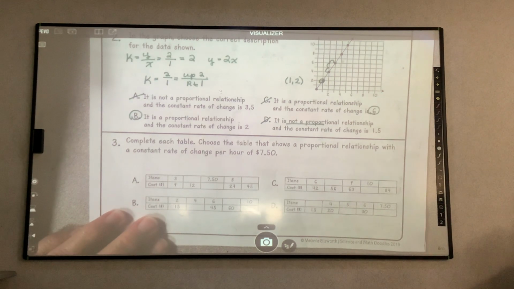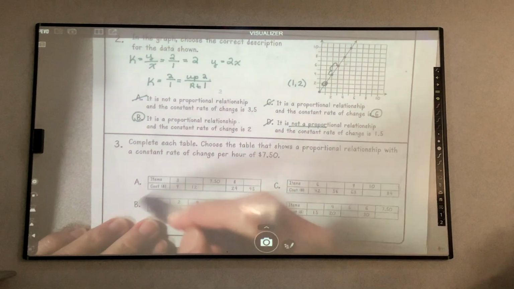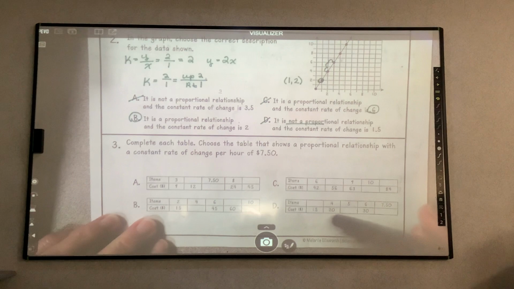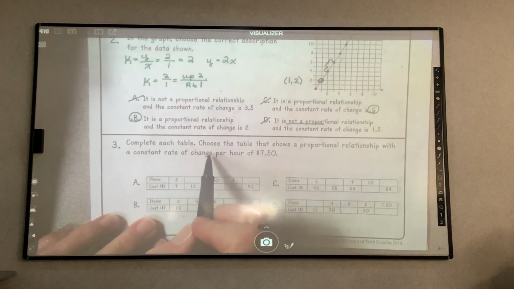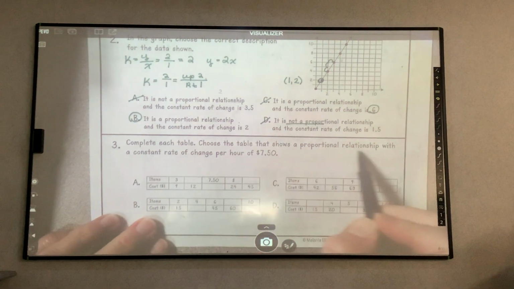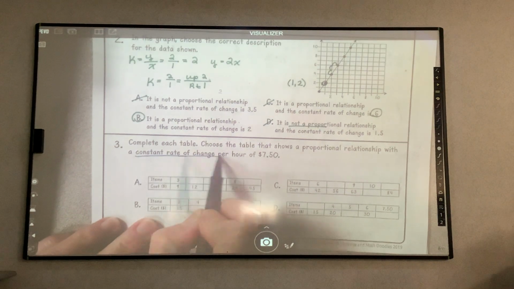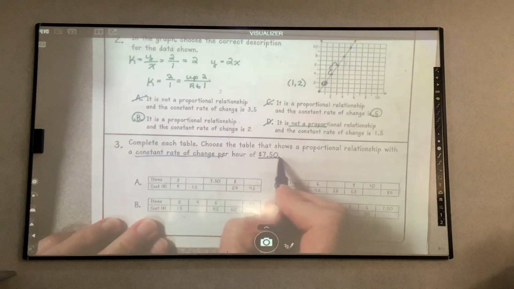Okay. The next problem, we don't have a graph, but we have tables. So what are we going to have to try to find? Y. The constant, right? Y over X. So it says complete each table. Choose the table that shows a proportional relationship with a constant rate of change per hour of $7.50.